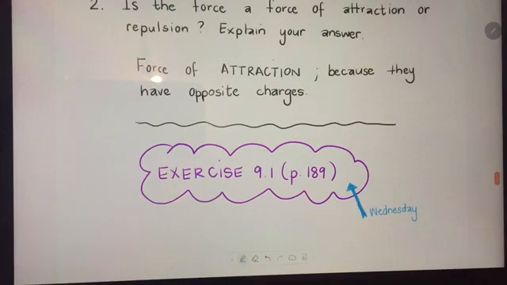And lastly, of course, exercise 9.1 on page 189 is what you are going to go do to practice some simple questions on Coulomb's law.